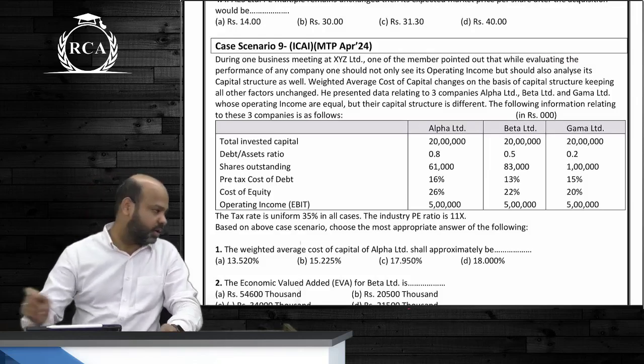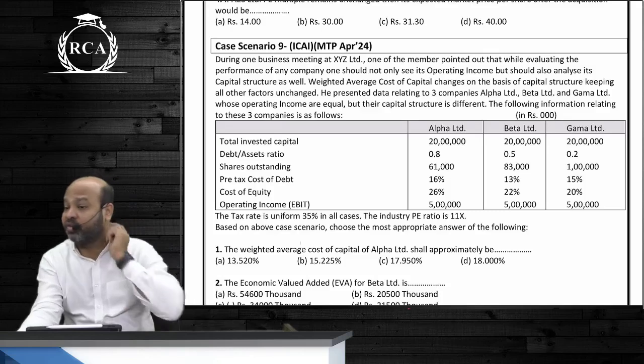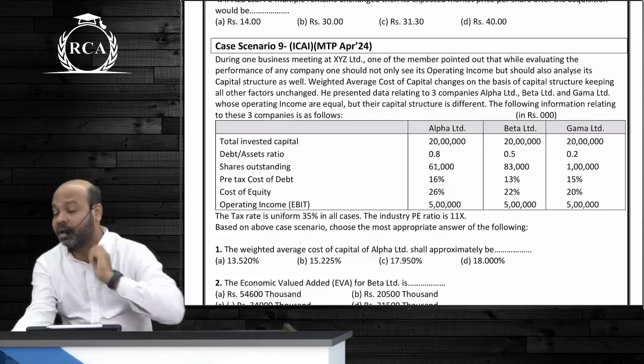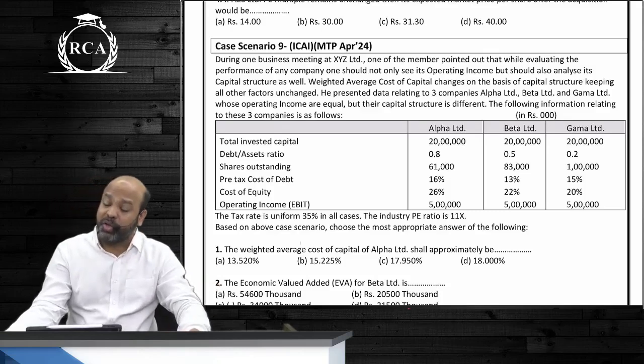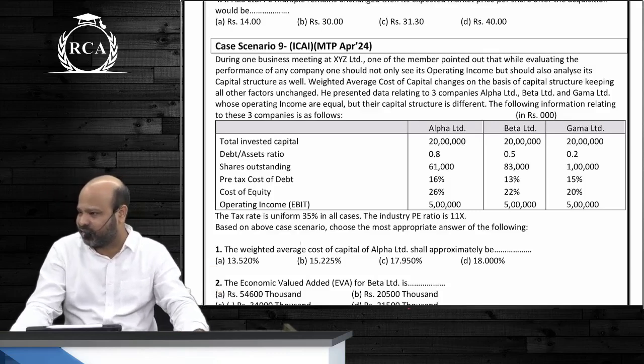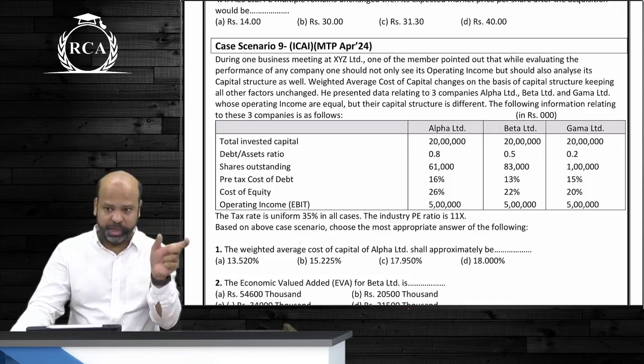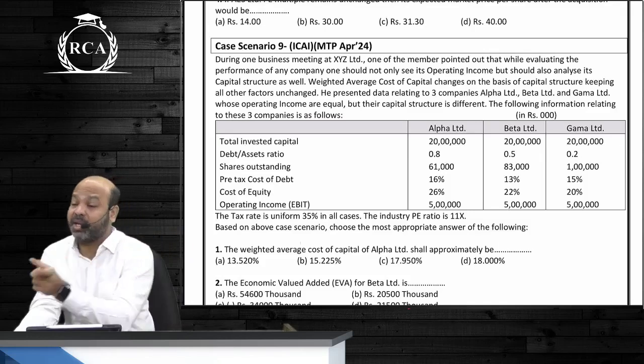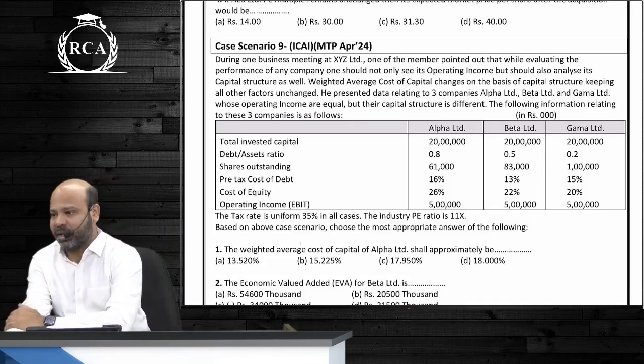It is the excess return that you are generating, guys, over and above the required rate of return. So to compute EVA, we normally write EBIT into 1 minus tax rate. That is your operating income that you are generating, minus Ko into capital invested.